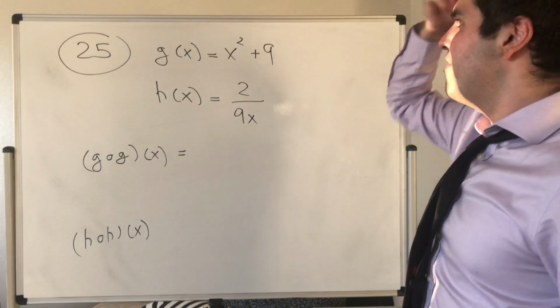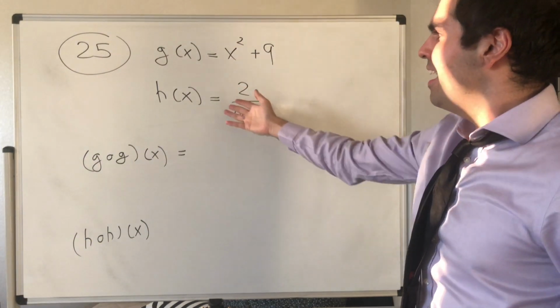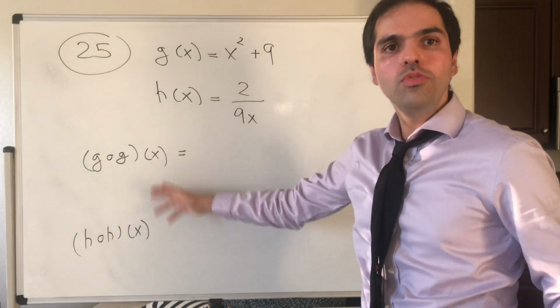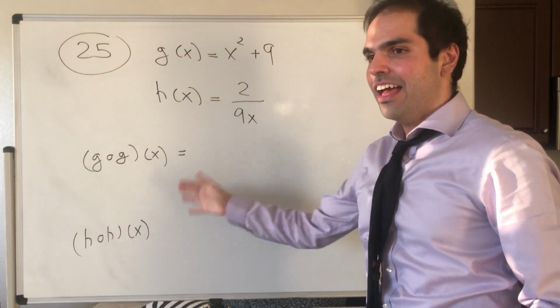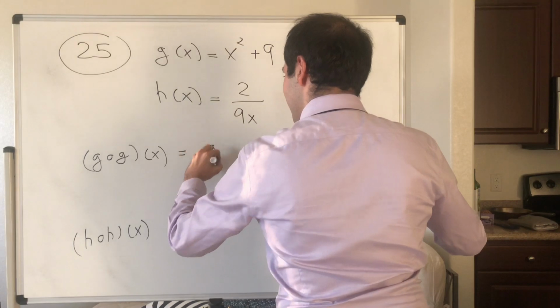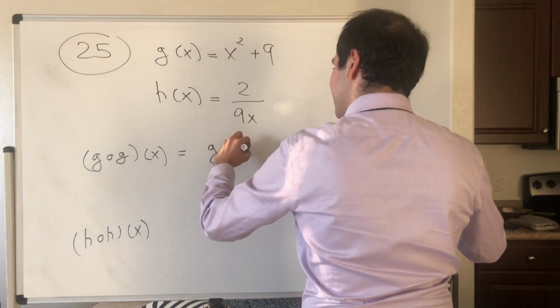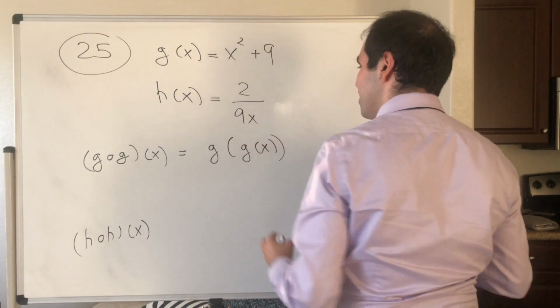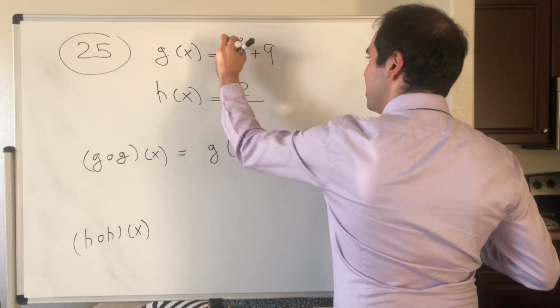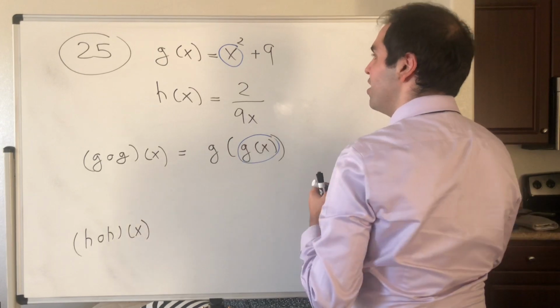All right, another fun algebra question. Suppose g of x is x squared plus 9 and h of x is 2 over 9x. What happens if you do g of g of x and h of h of x? So g composed with g of x, that's just g of g of x. And all this means is, in the formula for g, replace x by g of x.